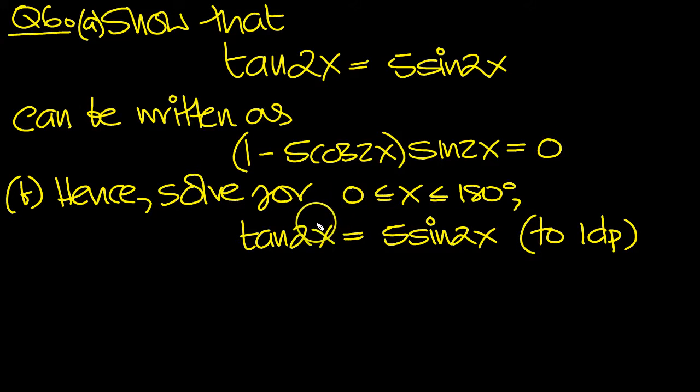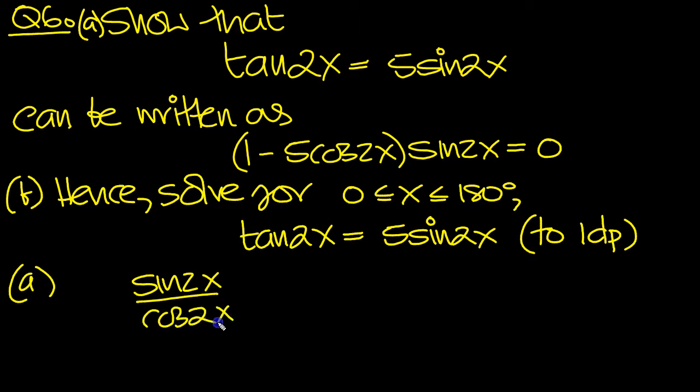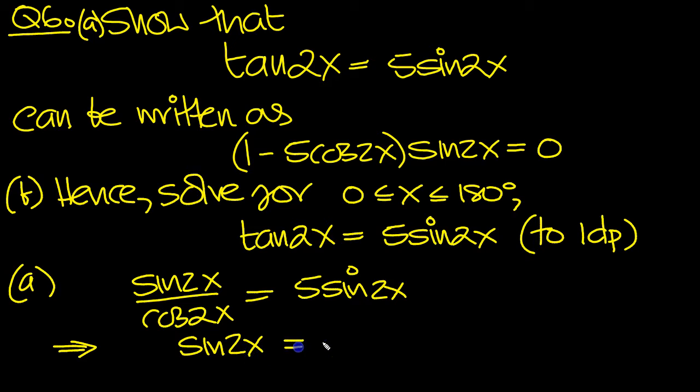Okay, so what have we got here then? 5 is there, tan. So we've got tan 2x, it's sine 2x over cos 2x. So that's fine then. It looks fairly straightforward, doesn't it? So tan 2x can be written as sine 2x over cosine 2x is equal to 5 sine 2x. So that implies, move the cosine 2x up from divide to times, sine 2x is equal to 5 sine 2x times cosine 2x.